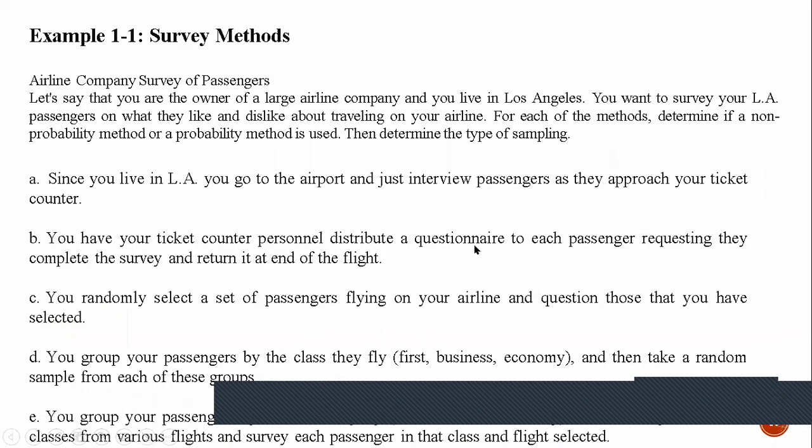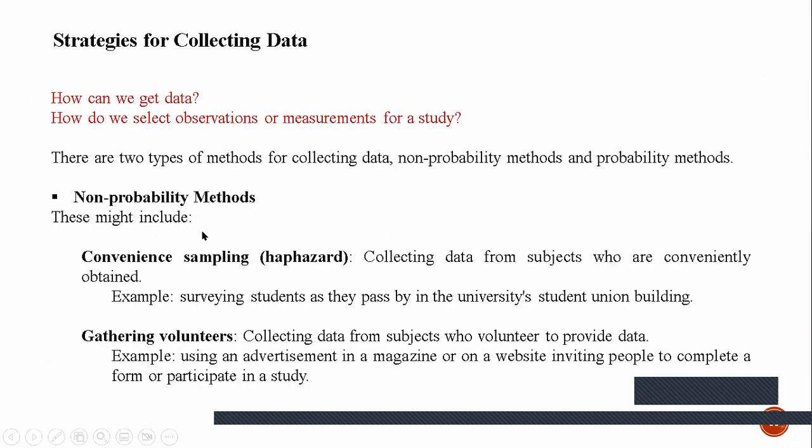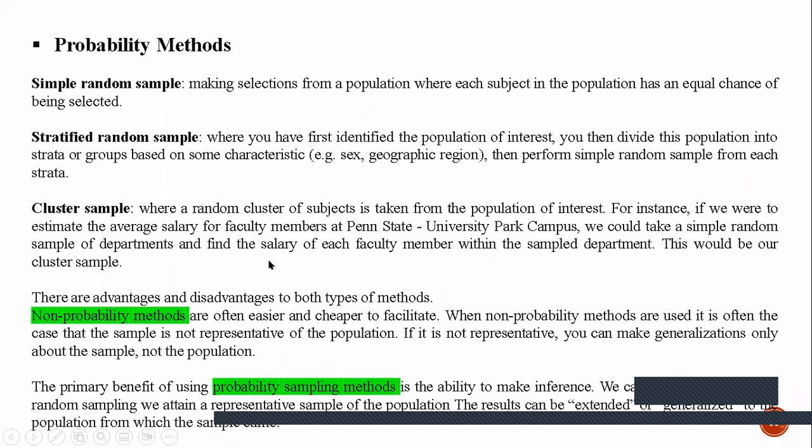So, probability methods. Let's move to the probability methods. Earlier we discussed the non-probability methods. These are two examples of the non-probability methods. Now, if we go through these probability methods, what will happen? There are a few probability methods. One is simple random sample. Another one is stratified random sample. The third one is cluster sample.